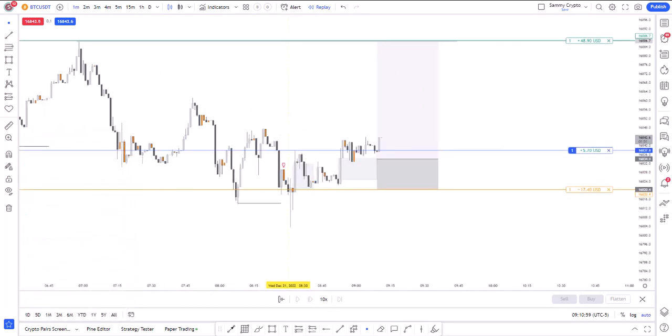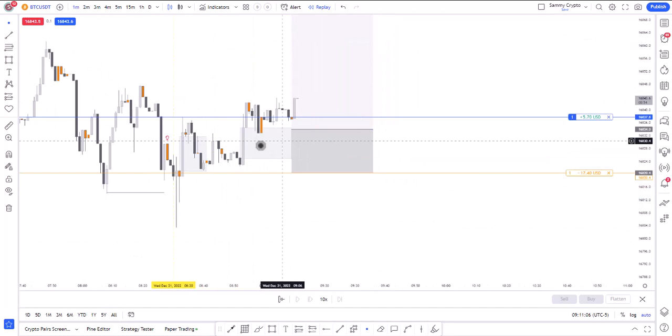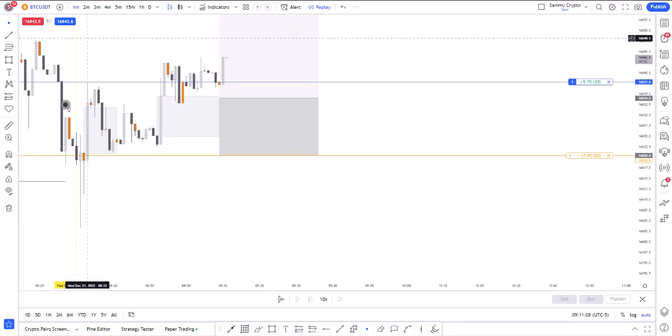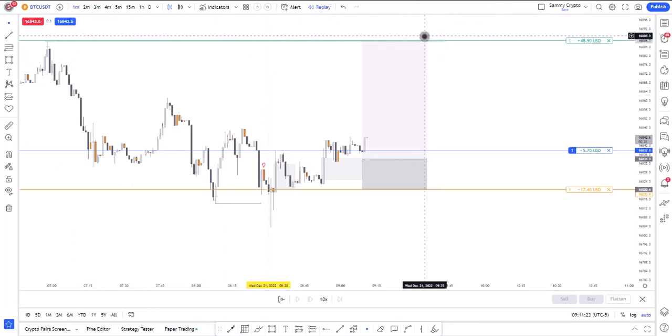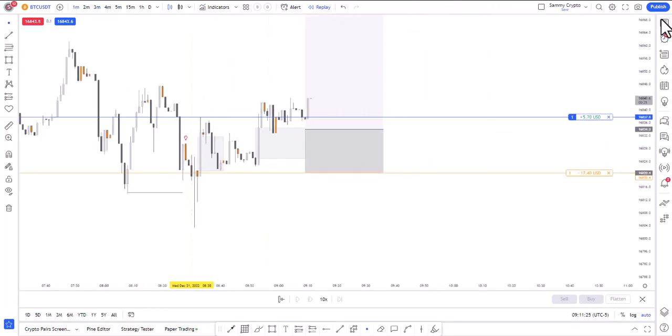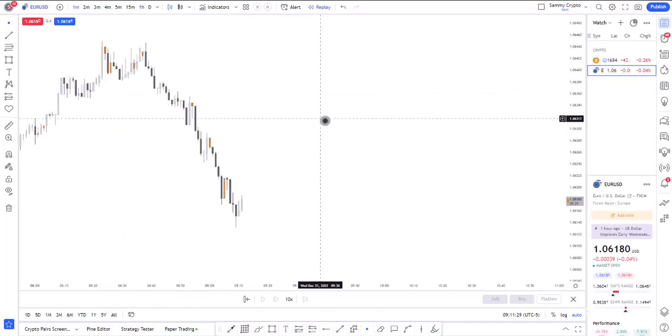You can see that on Bitcoin, this AM session works very well from the 8:30 opening, but on EUR/USD, it's better if you start from 7 o'clock, the New York session, right? So I'm expecting this to take my partials there, and I'll check on EUR/USD to see what it's doing.